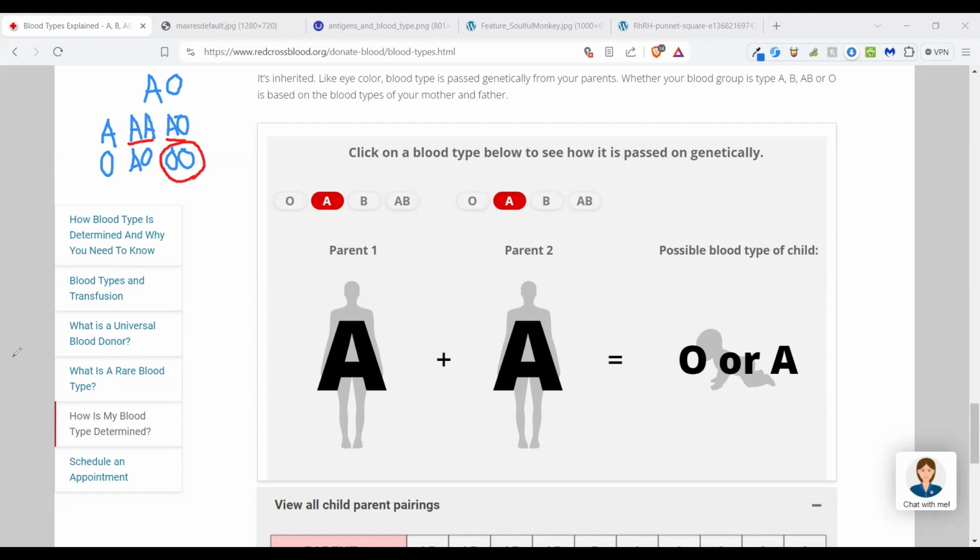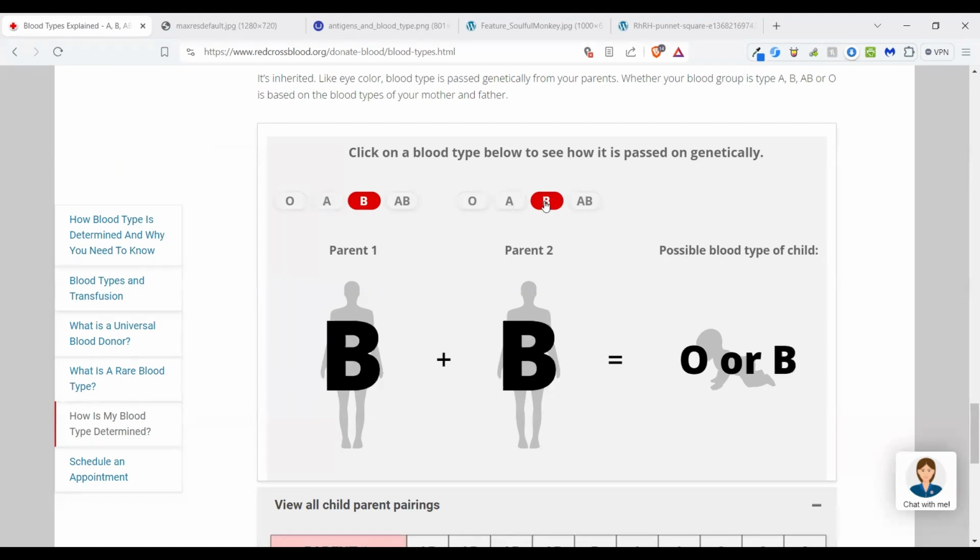And this is the same if you were to have two parents of blood type B. Again, we know their phenotype is B, but we don't know their genotype. Their genotype could be BB or BO. And if their genotype is BB, let's say, let's have one parent of genotype BO and one parent of genotype BB.